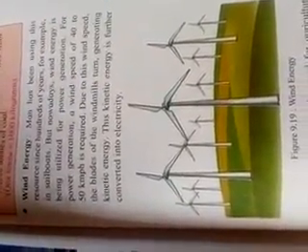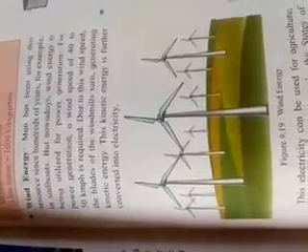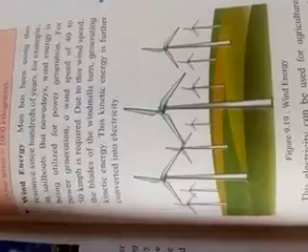For power generation, wind speed of 40 to 50 km is required. Due to the wind, the blades of the windmills turn. This kinetic energy is further converted into electricity.